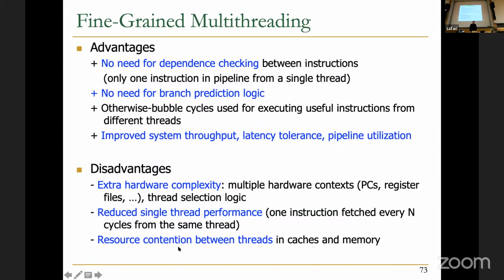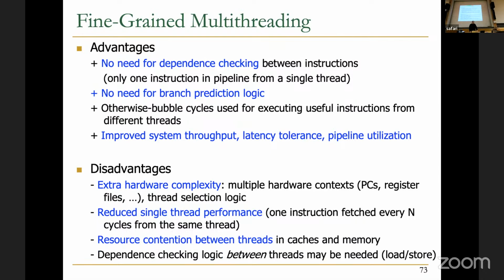In real life, we may not be able to find completely independent threads. So in the end, you should have some logic to handle resource contention. For example, what is going to happen if two threads access the same bank of the main memory or the same memory address? In reality, you also need some logic like that to handle these contentions, and some dependence checking logic between threads may be needed, for load or store.